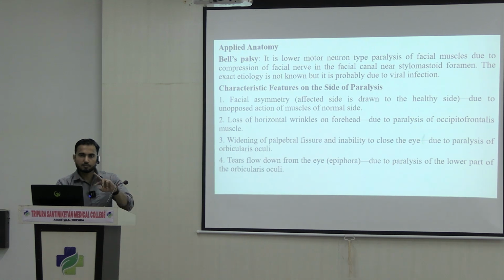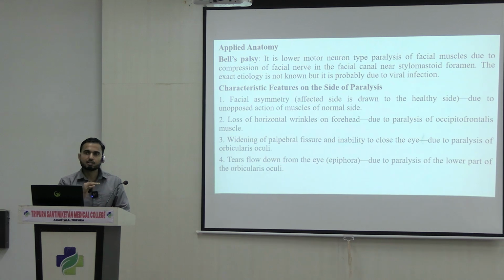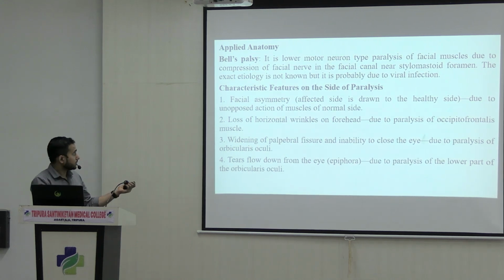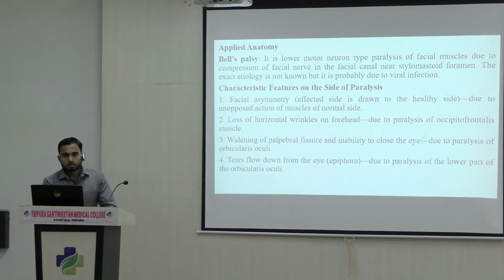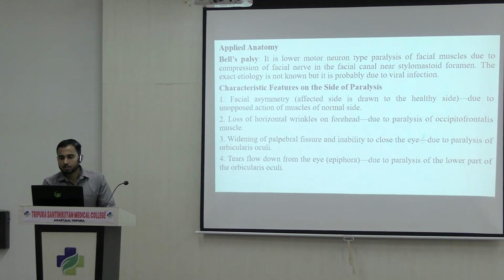So I have divided Bell's palsy into two parts. If the injury or lesion is in the lower motor neuron, then what will happen? If it is in the upper motor neuron, then what will happen? So first we'll see what exactly happens in case of Bell's palsy, and then we'll discuss the upper motor and lower motor neuron lesion. In case of lower motor neuron type paralysis, there will be paralysis of the facial muscles.